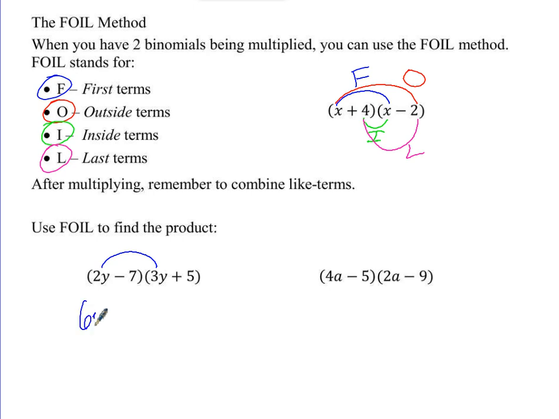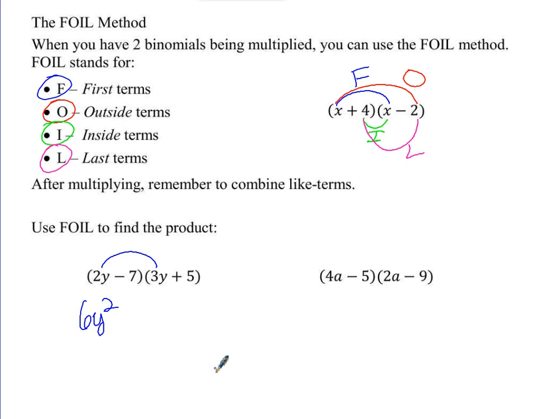6y squared. Good. And by the way, as long as things are written in standard form, which all of these binomials that we have are, the reason that you go with FOIL is because when you're done, everything is going to be in standard form already for you, which is really nice. So that was F. What about O?